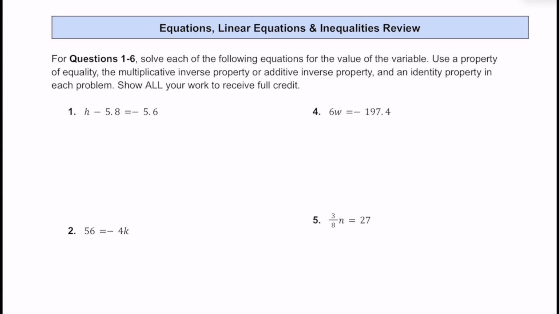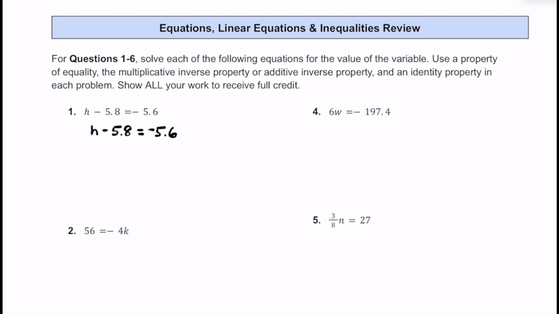For number one, we have this one-step equation, and it looks like we're going to be solving for h. Now, what's happening on the same side as h? It looks like we are taking away 5.8. So the opposite of taking away 5.8 is going to be adding. So first thing I'm going to do is just write down the equation: h minus 5.8 is equal to negative 5.6, all right?